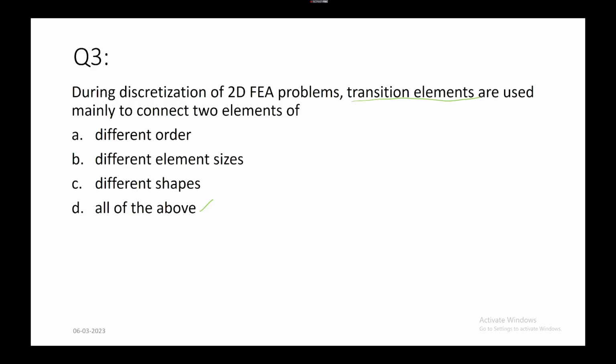There may be two, whatever is given. First one, they took the rectangle with two nodes, but on the other side you have three nodes. Yes, correct.